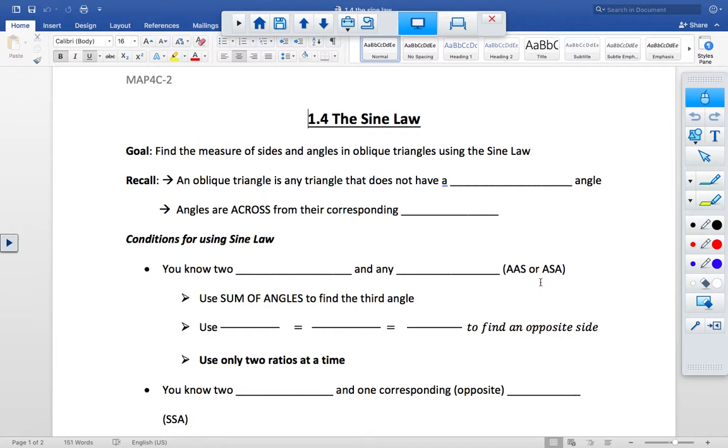Good morning, guys. So today we are going to talk about the sine law. The sine law is used when we have oblique triangles, to find the measure of sides and angles in oblique triangles.